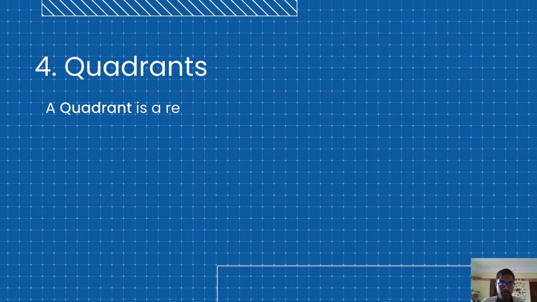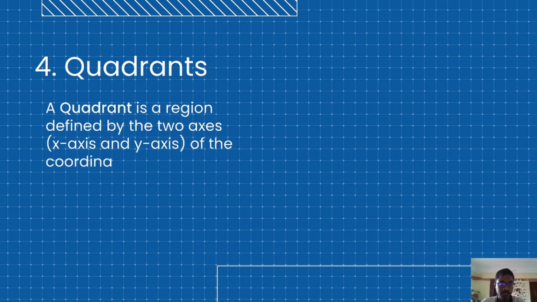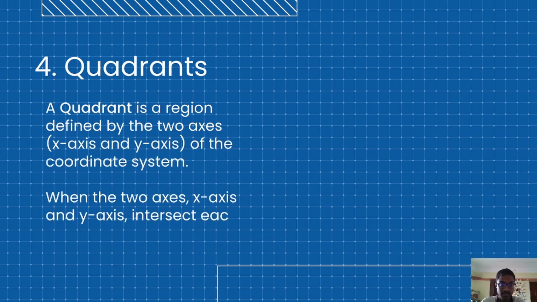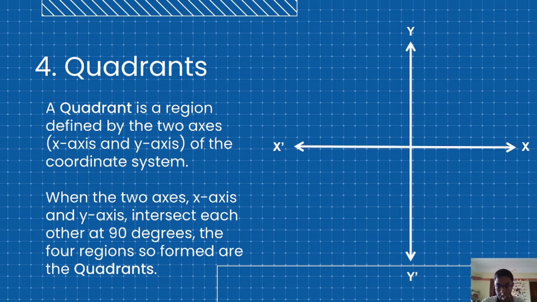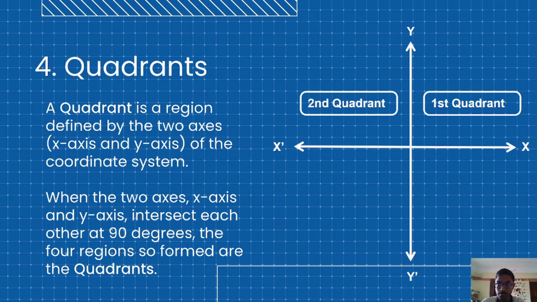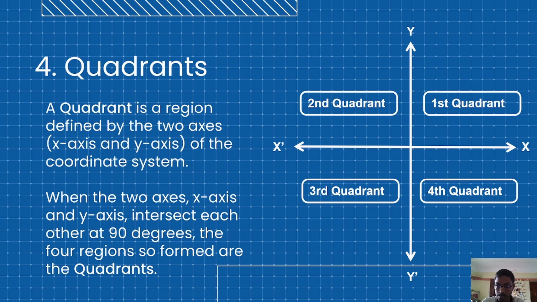Then we have the quadrants. So what is a quadrant? A quadrant is a region defined by two axes, that is the x and y axes of the coordinate system. When the two axes, x axis and y axis, intersect each other at 90 degrees, the four regions formed are called quadrants. So here we have the quadrants. This is the first quadrant. The region between y and x can be called the first quadrant. The region between y and x dash is called the second quadrant, and between x dash and y dash is called the third quadrant. Then the region between y dash and x can be considered the fourth quadrant.